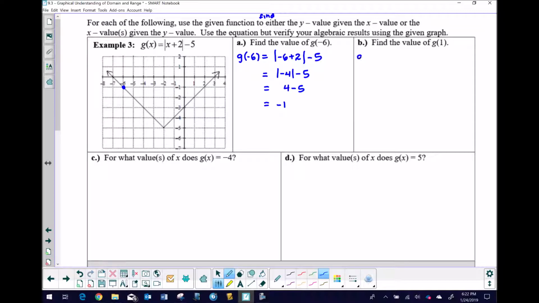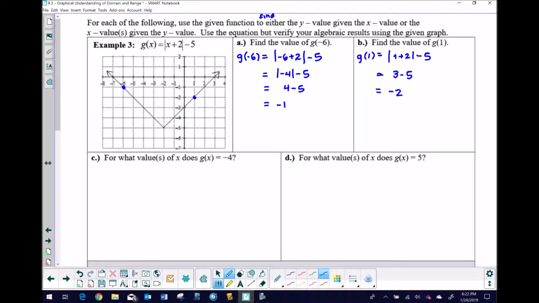Finding the value of g of 1 is done very similarly. We would replace the x with 1 and leave everything else around it. This should be a minus. And then we have the absolute value of 1 plus 2, which of course is positive 3. Once we subtract 5, we have negative 2, and when x is 1, the y is negative 2. Now, if we move the opposite direction, it's typically going to be a little bit more challenging.